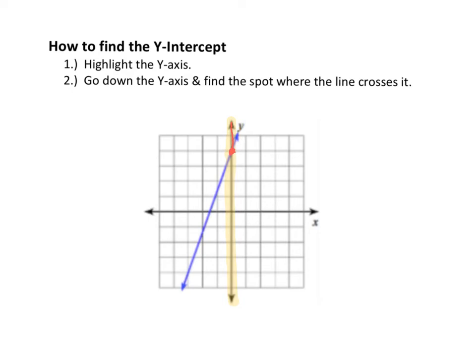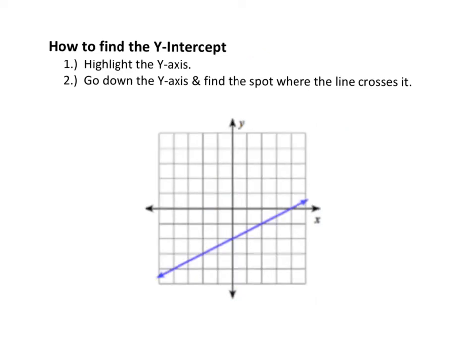So now we have to count. We always start at the origin. That's where x and y axis meet, and that is 0, 0. So now we count up 1, 2, 3, 4. So our y-intercept is 4 here. Now the y-intercept can also equal b in our equation.